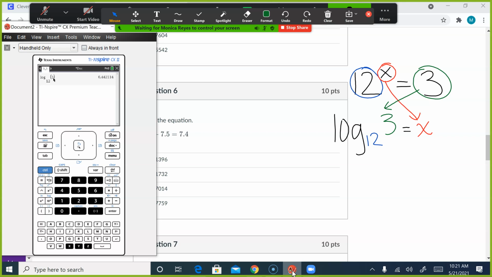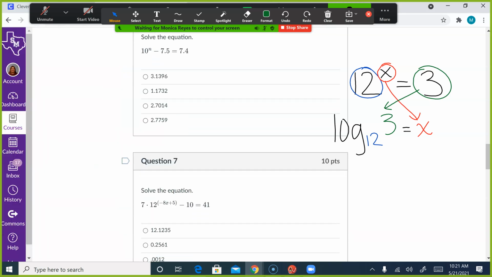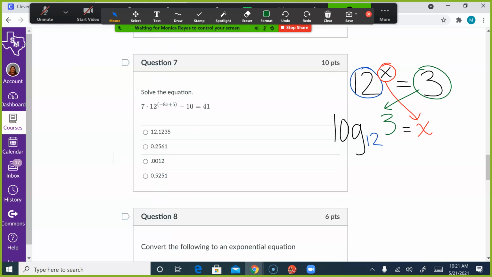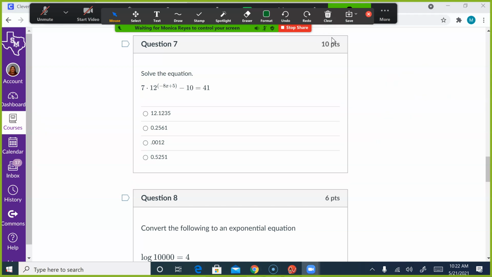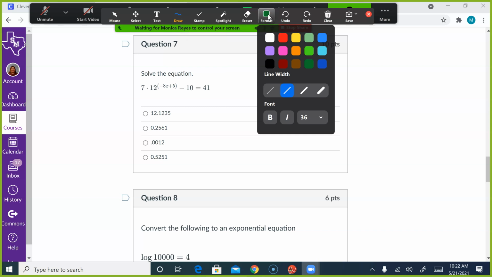Okay, but the other one we're going to do together is number 7, because it's a multi-step one, so we are going to solve it. But before we can convert it, there are some things we have to do first. All right, so you can do 5 and 6 in just a second. So go ahead and let's do 7.